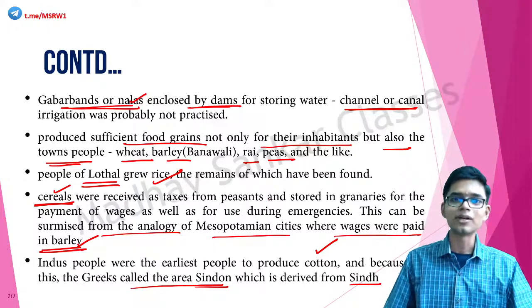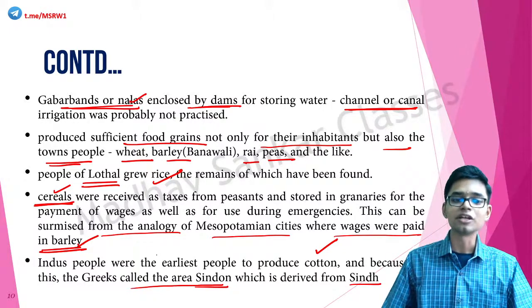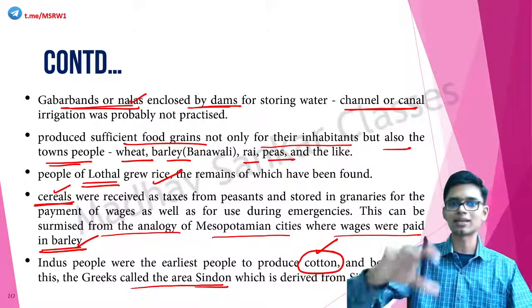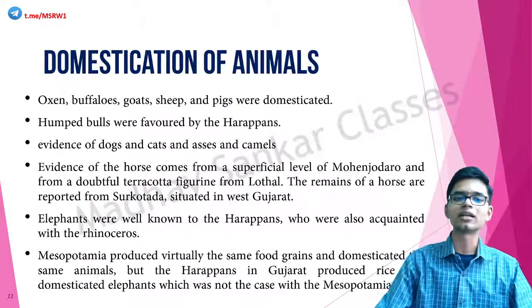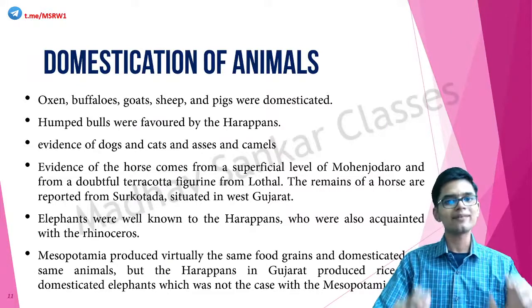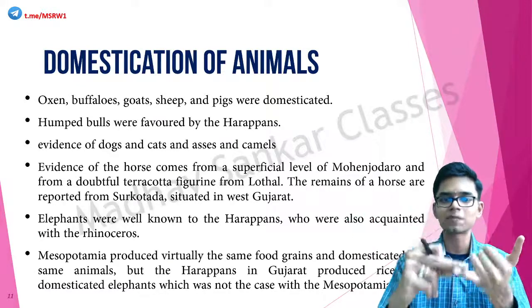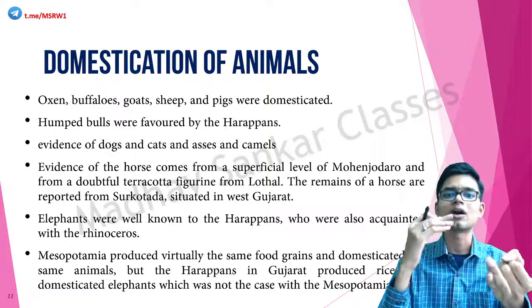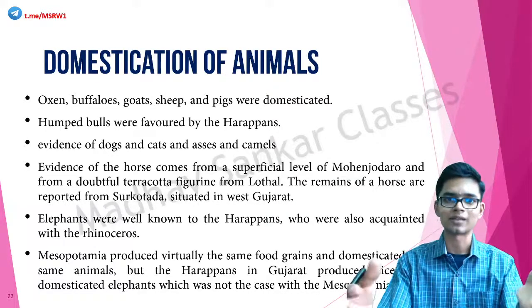Okay, so the people of the Indus Valley civilization knew about cotton also. Very important. Along with all the cereals and grains that they cultivated, they also cultivated cotton. Now, we have talked about agriculture. We have seen the crops that they cultivated, the irrigation systems that existed, and how taxes were collected, etc.